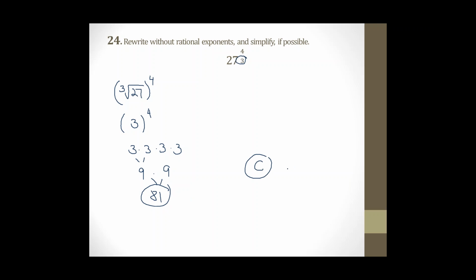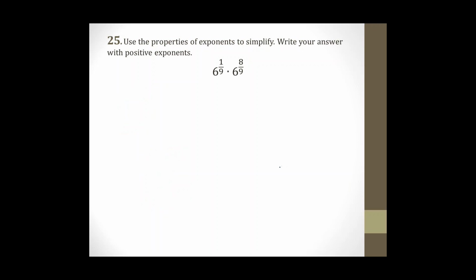Okay, so moving on to our last question. This one says, use the properties of exponents to simplify and write your answer with positive exponents. So even though these are numbers, they are the bases of the exponents, so they are the same. We can use the rules for exponents, which means if we multiply, what we do with the exponents, we add them. So 6 to the 1 over 9 plus 8 over 9.